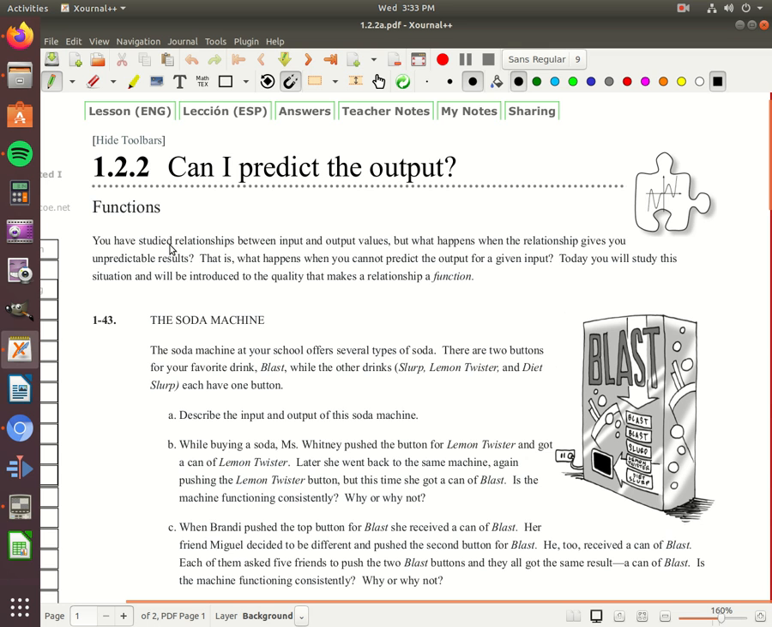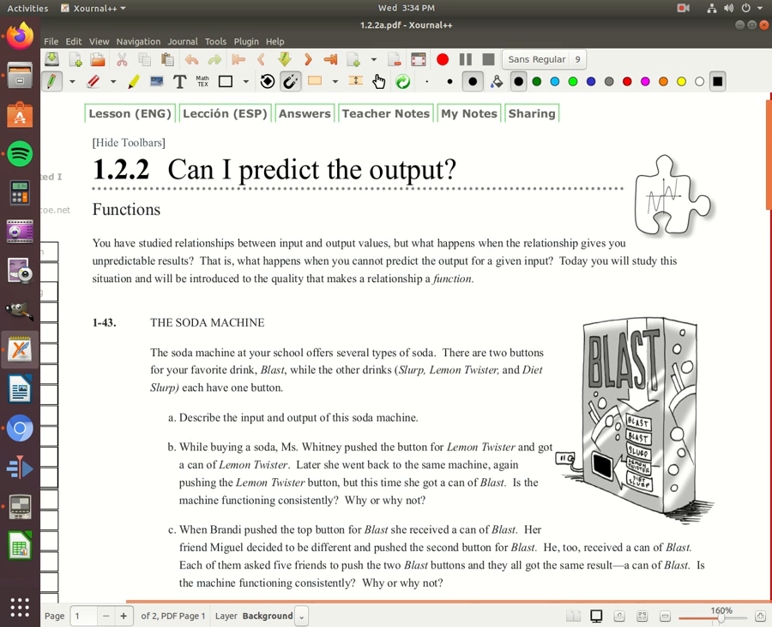We've been saying the word function a lot, but we haven't really defined what a function is. So that's what we're going to get into in this lesson. You've studied the relationships between input and output values, but what happens when the relationship gives you unpredictable results? That is, what happens when you cannot predict the output for a given input? Today we'll study this situation and we'll be introduced to the quality that makes a relationship an actual function.